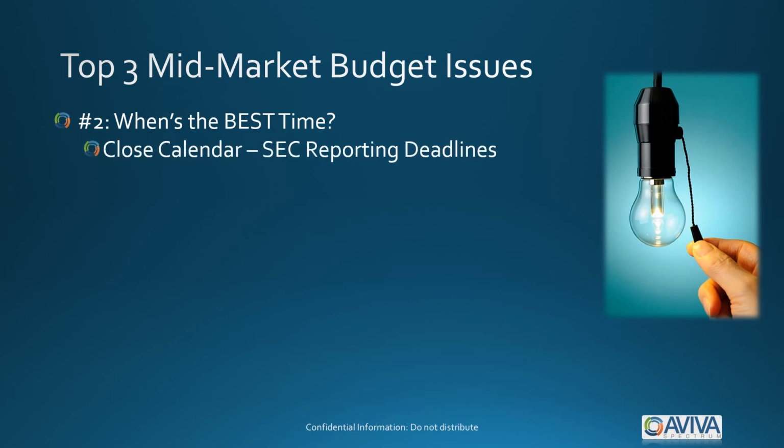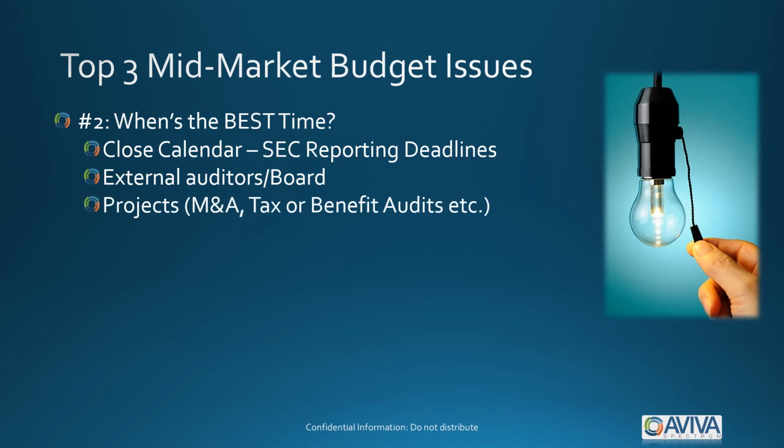So looking at your close calendar and understanding what reporting deadlines, whether that's packages, if you're sending out board packets, even though you're a private company, or let's say banking reporting issues. And if you're a publicly traded company, you obviously have your close calendar with SEC reporting deadlines. And then let's not forget key stakeholders. So it could be external auditors, the board, executives, other folks that need work from the finance and accounting department, certain key reports or close issues.